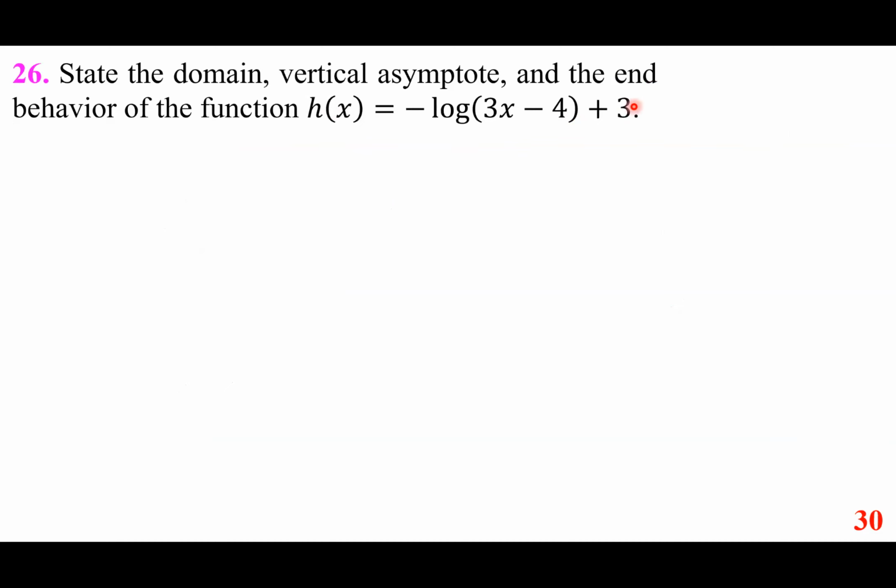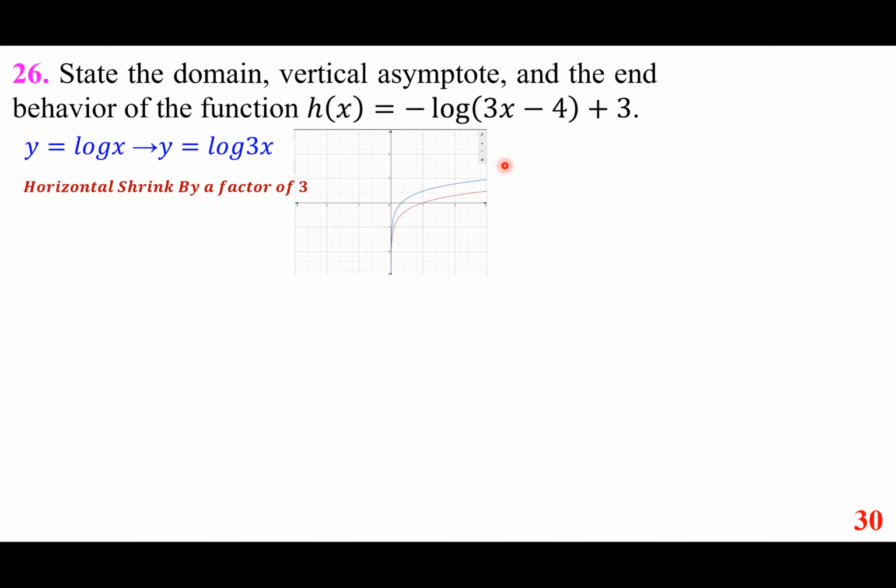All right, we want to discuss this function, and again, we want to go over everything: domain, asymptote, behavior of the function in the long run, or the end behavior. So we start with y equals log x, and we look for log of 3x. So what happens is this. First, the blue one is log x. The red one is a horizontal shrink by a factor of 3.